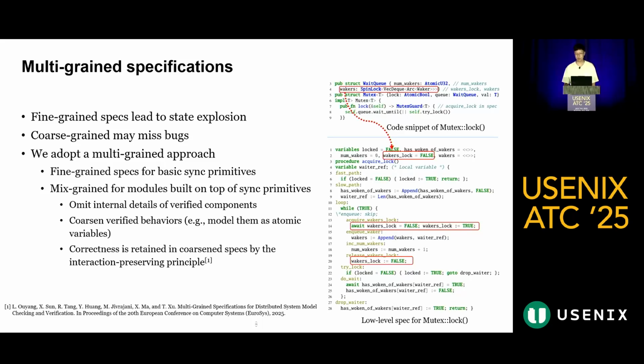When writing low-level specs, we need to carefully control granularity. Too fine-grained granularity causes state explosion, while too coarse may miss bugs. So we adopt a multi-grain approach.